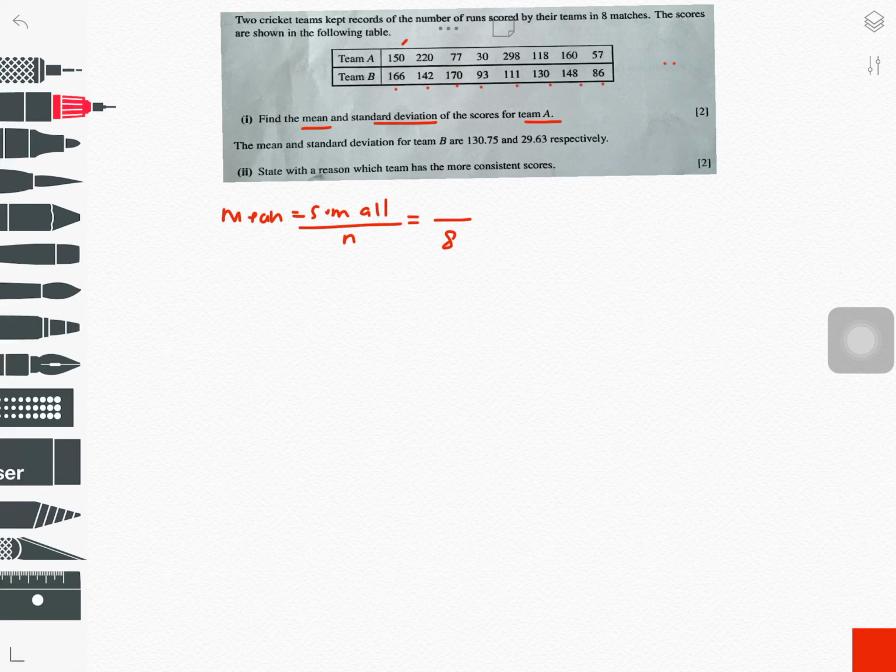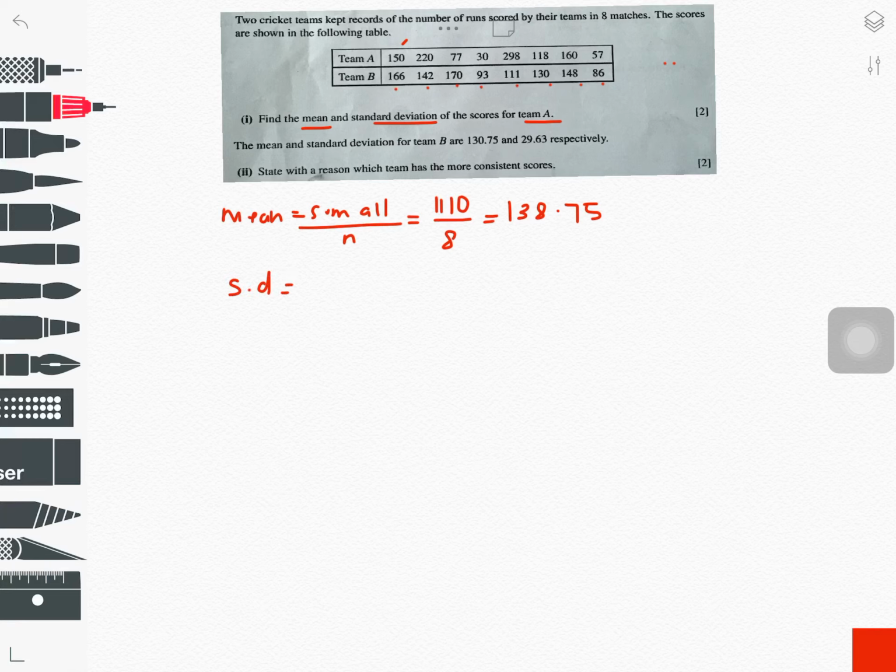150, 220, 30, 298, 118, 160, 57. So I get 1110. Change it to 3 significant figures, and now I get the exact value, so I just write it like that. Don't do anything. Let's find the standard deviation.